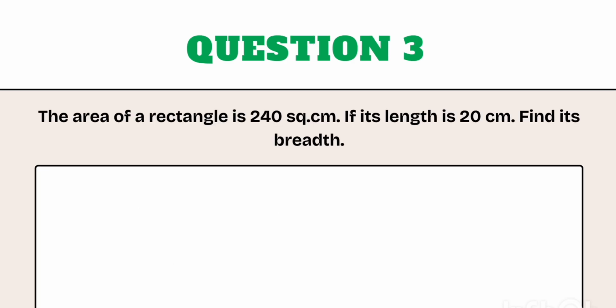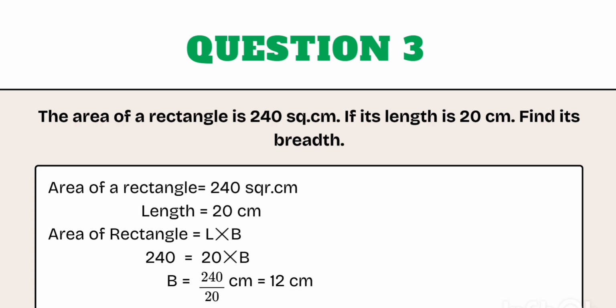Next question, the area of a rectangle is 240 centimeters square. If its length is 20 centimeter, find its breadth. So given values are area of a rectangle 240 centimeters square, length is 20 centimeter. Formula of area of rectangle is length into breadth, or we can use the formula breadth equals area divided by length. So B equals 240 divided by 20 equals 12 centimeters. So breadth of the rectangle is 12 centimeter.